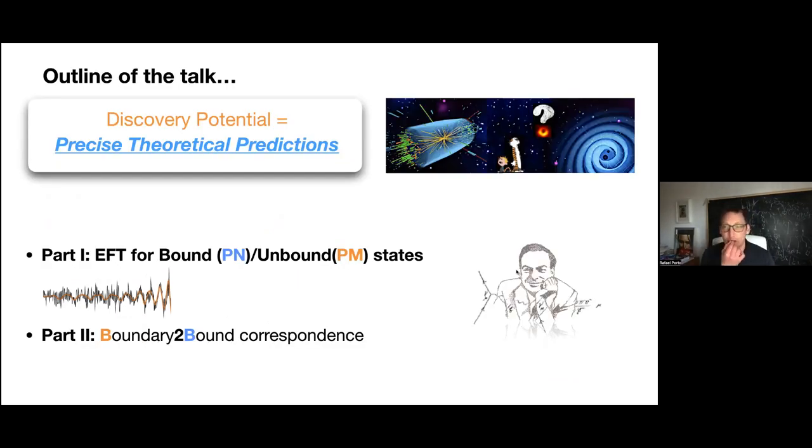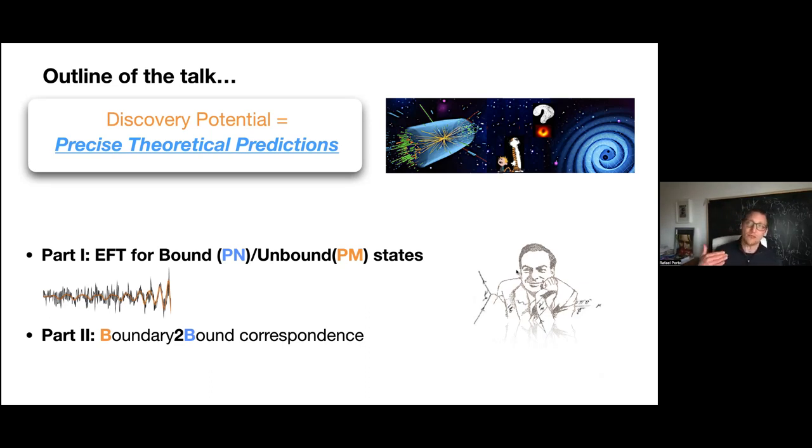So here is the outline of my talk. Of course, the reason we're here is because we want precise theoretical predictions for gravitational waves emitted by binary systems. I have split my talk in two parts. I know this is very ambitious. I always run out of time. So hopefully I give you some feeling of where we are right now in the effective theory for bound and unbound states, the post-Newtonian and post-Minkowskian expansion that you already heard a few talks on in the first part.